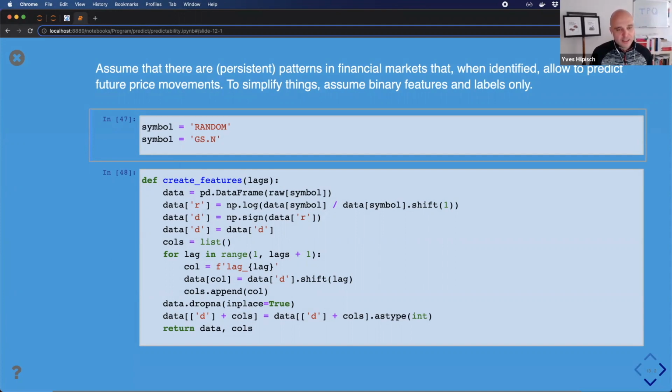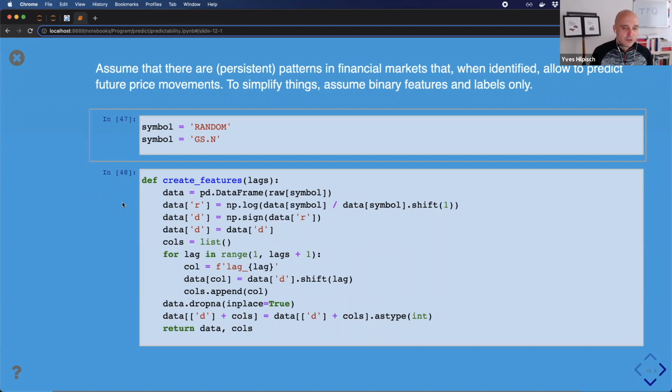And say, well, there is persistency in certain patterns. They allow me to predict future movements, right? This is in contrast to, and not in the spirit of, efficient markets or the idea of Markov chains with regard to financial prices. So we assume binary features and labels only, exactly the setup that I introduced first.